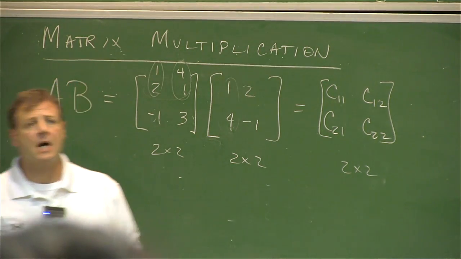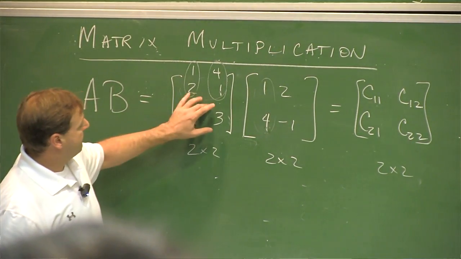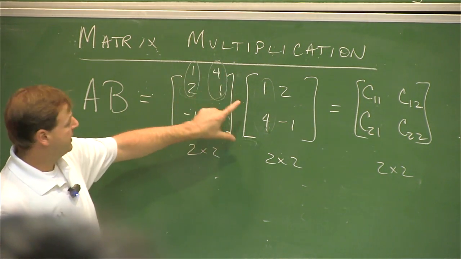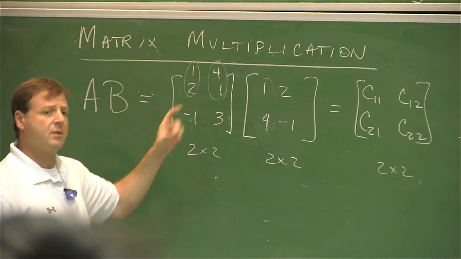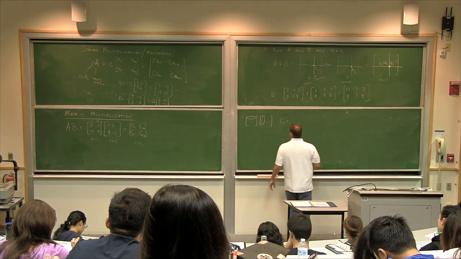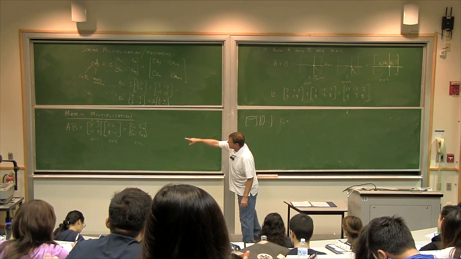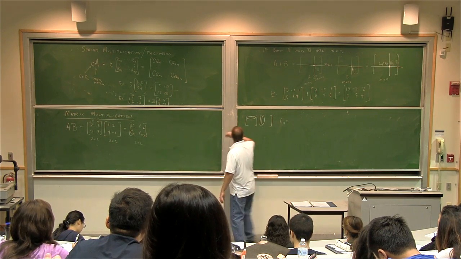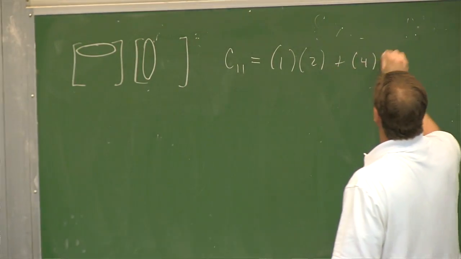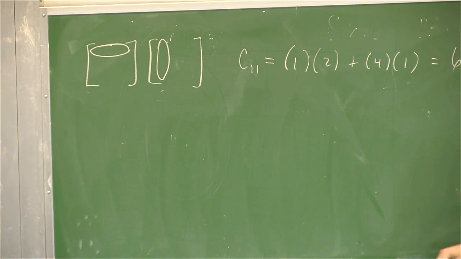Now, if you've ever seen dot product in a physics class, maybe in high school, that's what we're doing here. We're just doing the dot product between these. But the book doesn't call it dot product. Just mentioning that in case you've seen it before. Okay, so C11 is going to be 1 times 2 plus 4 times 1. So that gives me 6. That'll be the first entry.